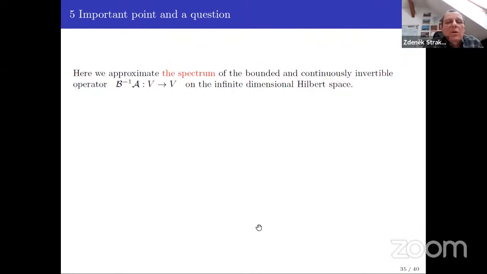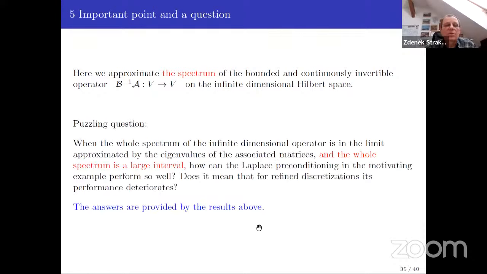Well, but there are still things that are kind of bothering. First, I should emphasize again that here we approximate the spectrum of the bounded and continuously invertible operator on this infinite dimensional Hilbert space. Okay, we'll come to that in a moment.